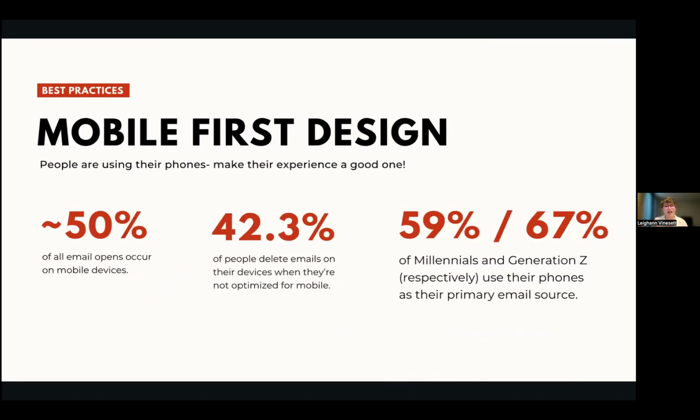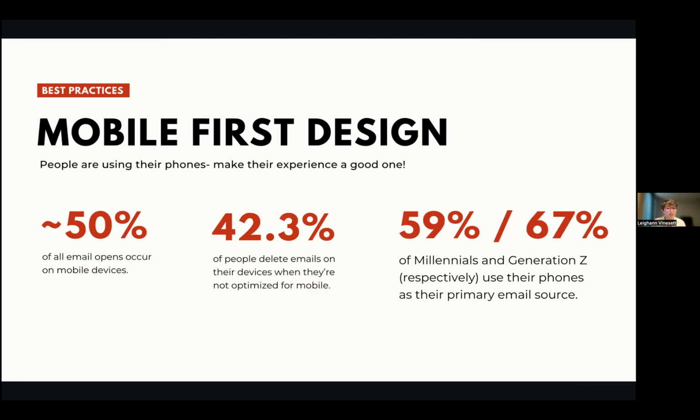If you're a numbers person, you might think everyone's on desktop. Here are some numbers to show why this is really important. About half of all email opens occur on mobile devices. And about 42.3% of people delete emails on their devices if they're not optimized for mobile. Think about your own experience, right? If you get an email and you open it up on your phone because you're in the field or on site, and the email's broken and you can't read any of the headlines because all of the characters are stacked on top of each other, you think, I'm not going to read this email. I'm just going to throw it away. It doesn't matter. I'm not going to take the time to go back. And you just lose your audience's trust if they can't understand it on their device.